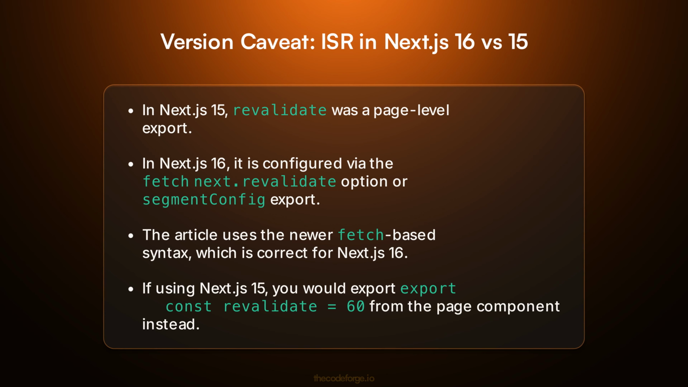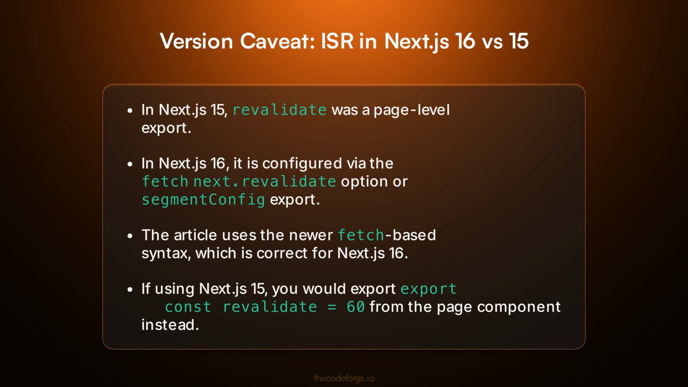In Next.js 16, it is configured via the fetch next.revalidate option or segment config export. The article uses the newer fetch-based syntax, which is correct for Next.js 16. If using Next.js 15, you would export const revalidate = 60 from the page component instead.